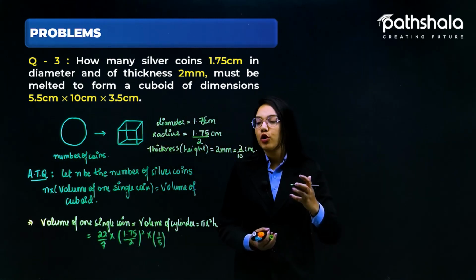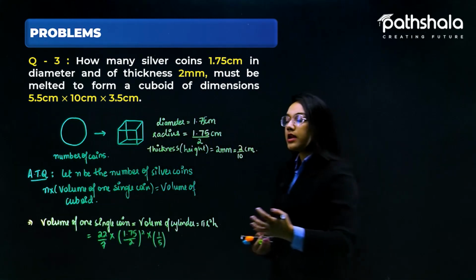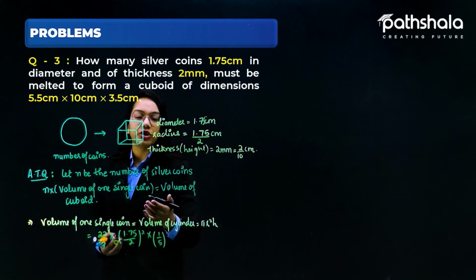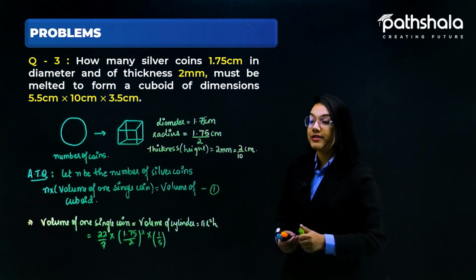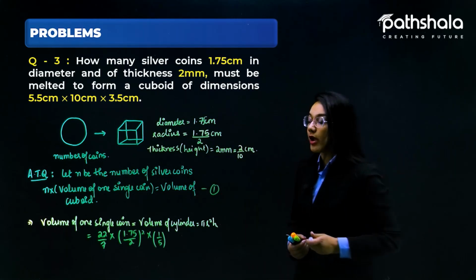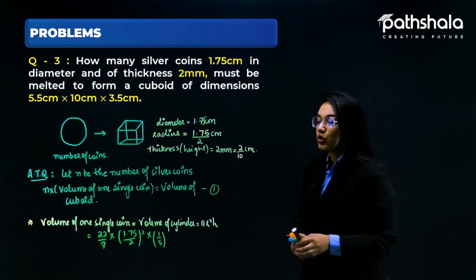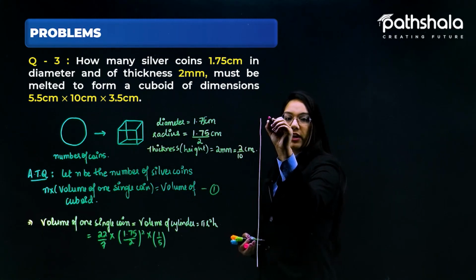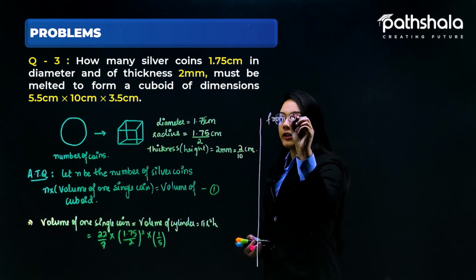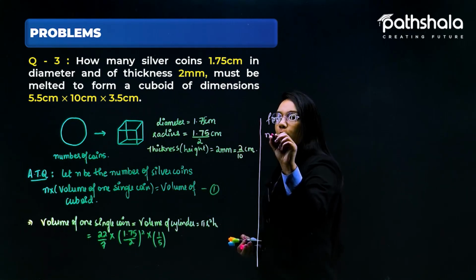So this is nothing but the volume of one single coin. Now let's just plug it into this particular condition. Let us suppose I am taking this equation as equation number 1. Now let's plug in all the values over here. Starting with the condition from equation number 1, we can write n into volume of one single coin.